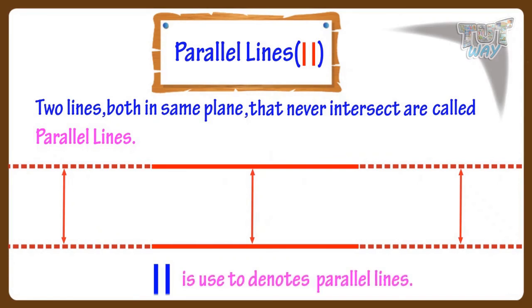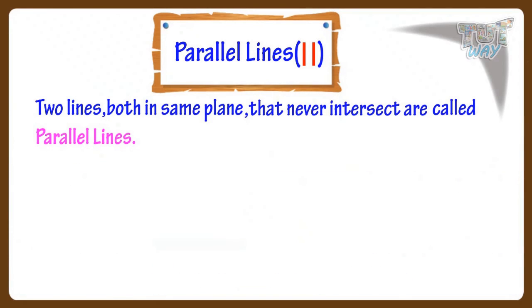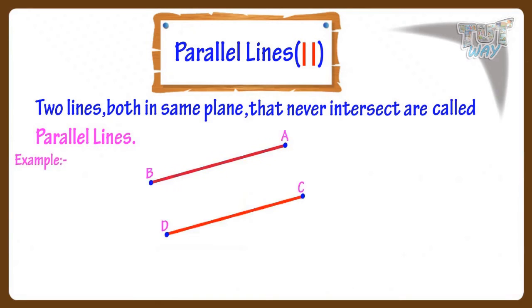This symbol is used to denote parallel lines. Here, the lines AB and CD are parallel to each other. We write it like this. Here, this symbol denotes that these two lines are parallel to each other.